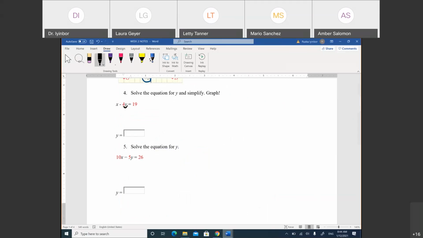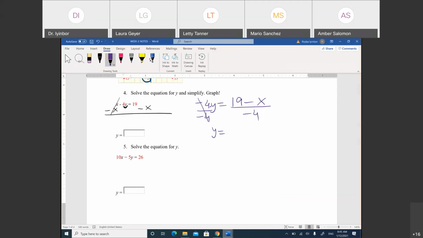So what you need to do, you need to move x over. We're going to subtract x on both sides. And x cancels. And you're going to get negative 4y equals 19 minus x. You don't combine them, you just copy them. And then what is the next step? What you need is 1y by itself. You're going to divide by the number in front of y, which is negative 4. So divide both sides by negative 4. So this cancels, and you get y equals 19 minus x over negative 4.